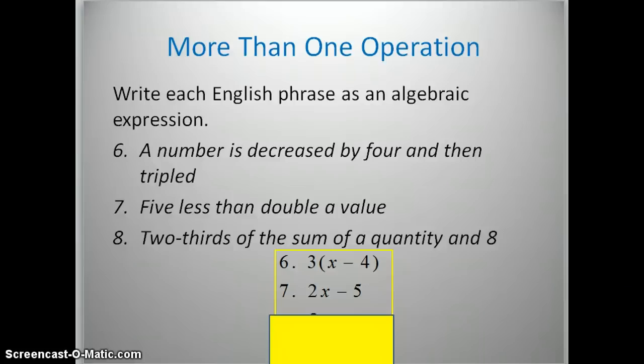Okay, number 8 here, we have 2/3 of the sum of a quantity and 8. So this one is also important, 2/3 of the sum. Since that word sum is directly following the 2/3 of, that is what we are multiplying. We're multiplying a sum, which tells us that we want to add first and then multiply. So here we're taking our quantity x, adding 8 to it, and then taking 2/3 of that, and we're using multiplication here for that.